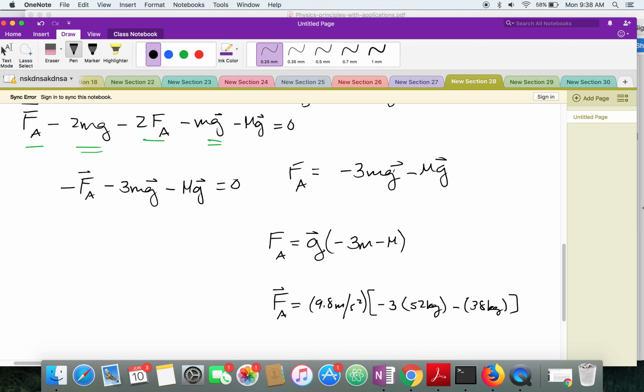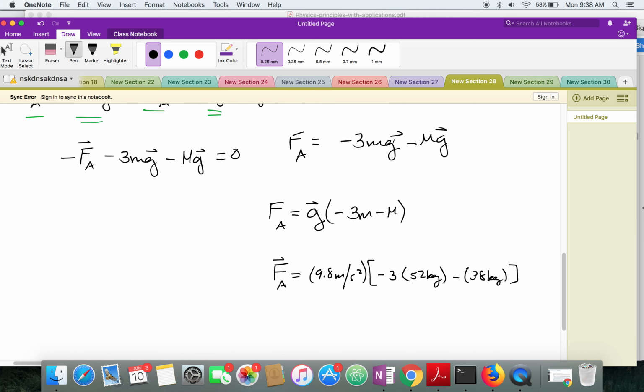Okay. So just bear with me here. I'm going to do that. 9.8 times that. 3 times 52, plus 38, or minus 38. We end up getting about 1901, negative. But again, the sign doesn't matter so much. It's really the magnitude that matters here.